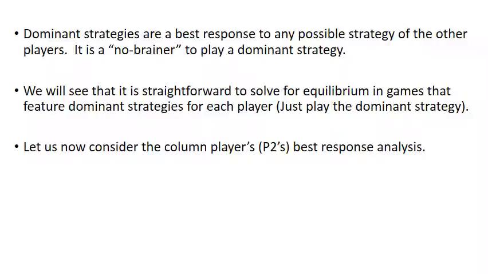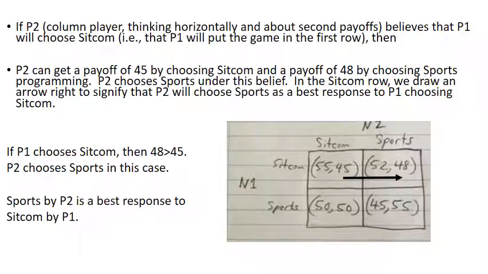Let us now consider the column player's, or player 2's, best response analysis. If player 2, or the column player, who thinks horizontally and about second payoffs, believes that player 1 will choose sitcom programming, that is, player 1 will put the game in the first row, then player 2 can get a payoff of 45 by choosing sitcom, or can get a payoff of 48 by choosing sports programming. Player 2 chooses sports under this belief.